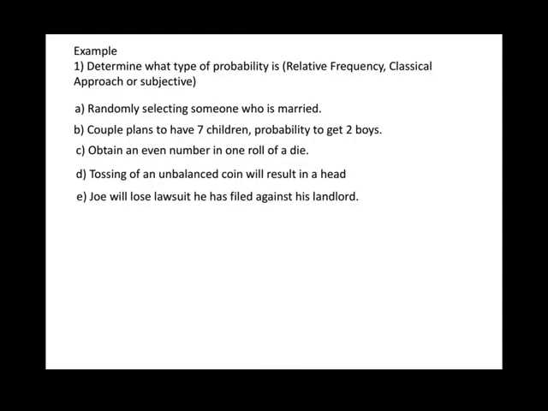Okay, A, randomly selecting someone who is married. So this is just like an experiment, so this is a relative frequency. And then B, a couple plans to have 7 children, probability to get 2 boys. We assume we have the same chance of getting boys and girls, like 50 and 50. With 7 children planned and the probability of 2 boys, we can calculate it. So this is going to be the classical approach.